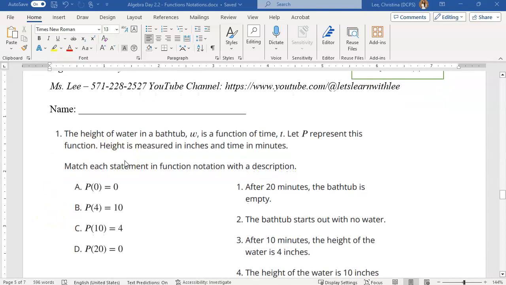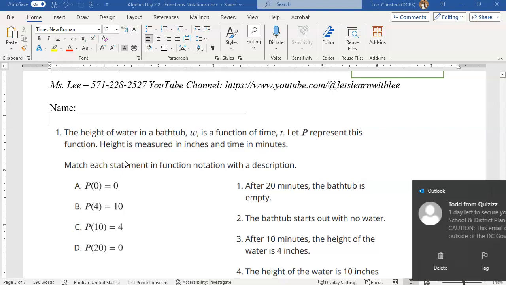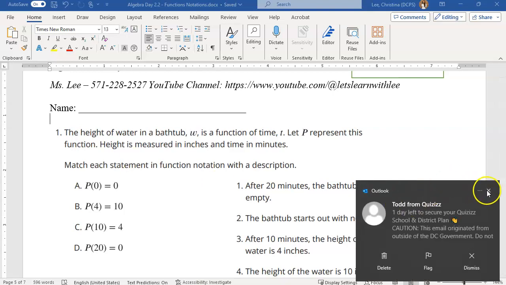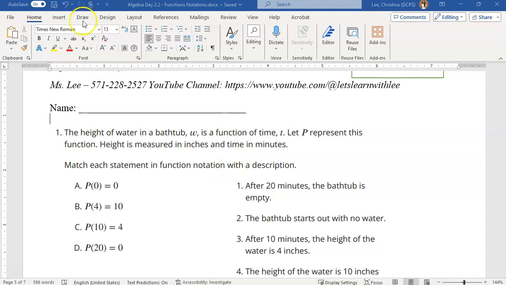Today we looked at naming functions and using words to describe functions. So we're going to start by looking at this example with the height of water in a bathtub. W is a function of time t. Let P represent this function. Height is measured in inches and time in minutes.